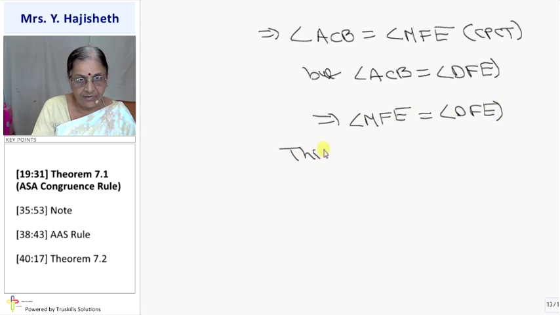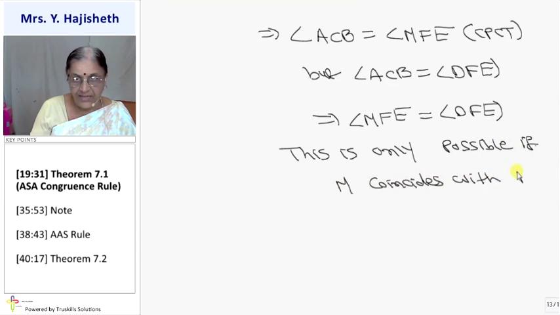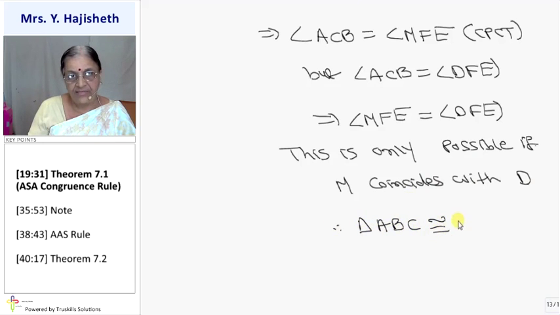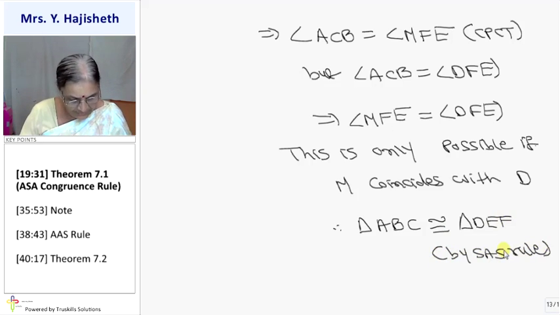This is only possible if M coincides with D. Therefore, M coincides with D. So, triangle ABC is congruent to triangle DEF by SAS rule. SAS rule is an axiom. Axiom we are using for proving theorem 7.1. Clear?